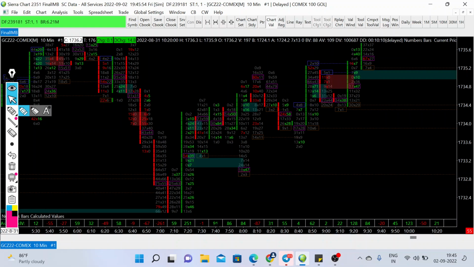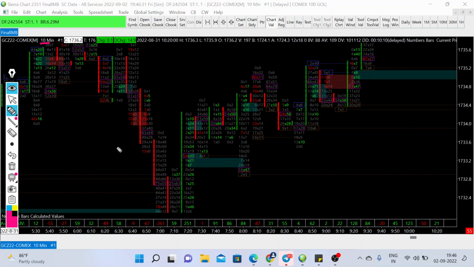Before proceeding, let me give you an introduction of this software. The software that I am using for finding the entry with the help of footprint is Sierra Chart. You can use other software also, like NinjaTrader and Quant Tower, but I'm using Sierra Chart for this example. The time frame that I'm using for this method is 10 minutes. You can see from here.